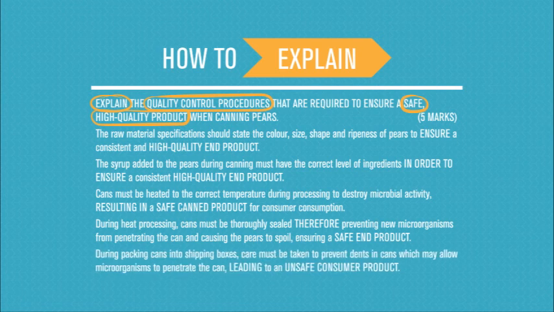And finally, during packing cans into shipping boxes, care must be taken to prevent dents in cans, which may allow microorganisms to penetrate the can, leading to an unsafe consumer product. So in that response, for 5 marks, there's explanation, there's linking back to quality control procedures, and there's links back to ensuring a safe, high quality product. Now, I think you'd agree that this is really just very basic food technology information, but what you're not doing is you're not just describing quality control procedures, you're explaining them because you're actually linking them back to safety and high quality end products.